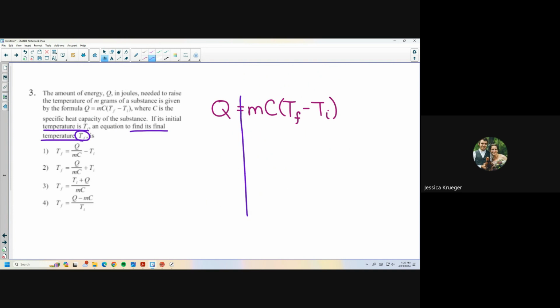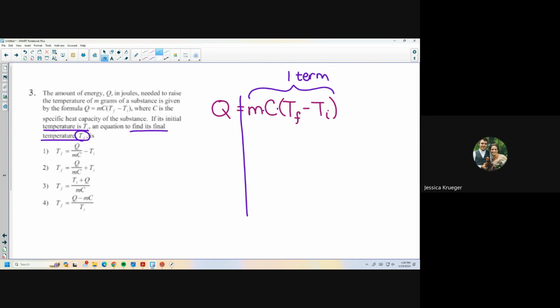First thing, let's take a look at what the right side is doing. I've got M times C times my parentheses. That means this is just one term. An example of something that is not one term would be something like AM plus BC. That's two terms, A times M plus B times C. This is one term because it's M times C times my parentheses. Even though there's addition in the parentheses, what's happening outside the parentheses is multiplication.